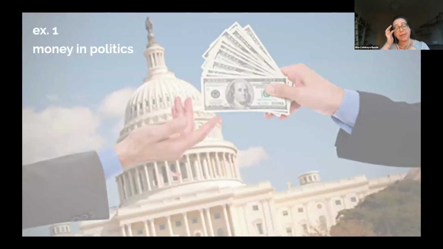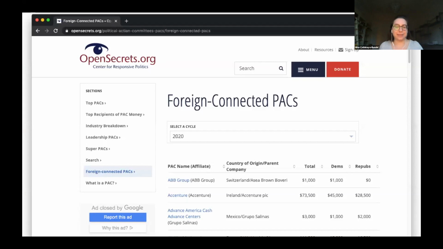The first case study is about money in politics. This is a web scraping exercise from the website opensecrets.org. I like this website because politics is something students tend to be interested in, and money in politics is also an interesting topic. This year I was teaching not in the US, but in the UK, and it is a US-based website. But one of the things I was able to find there was some data on foreign connected PACs. These are foreign companies donating to US businesses, so there is actually a foreign connection to it as well.